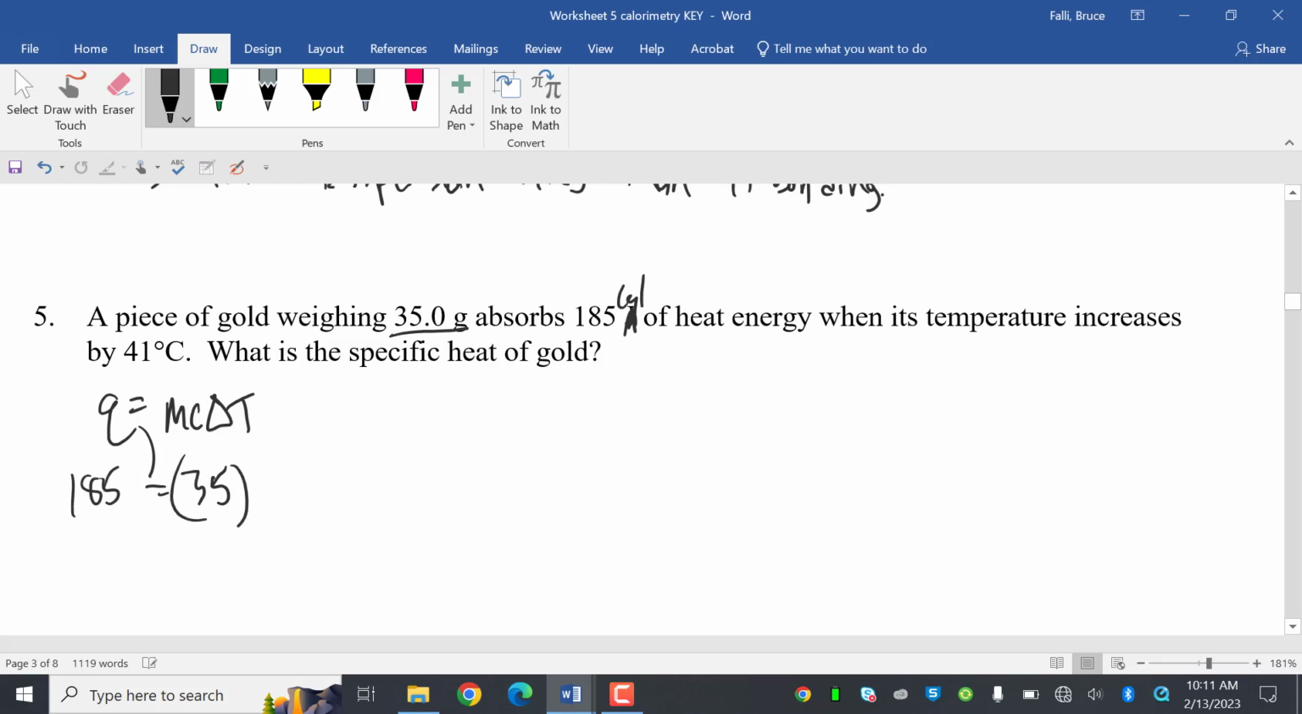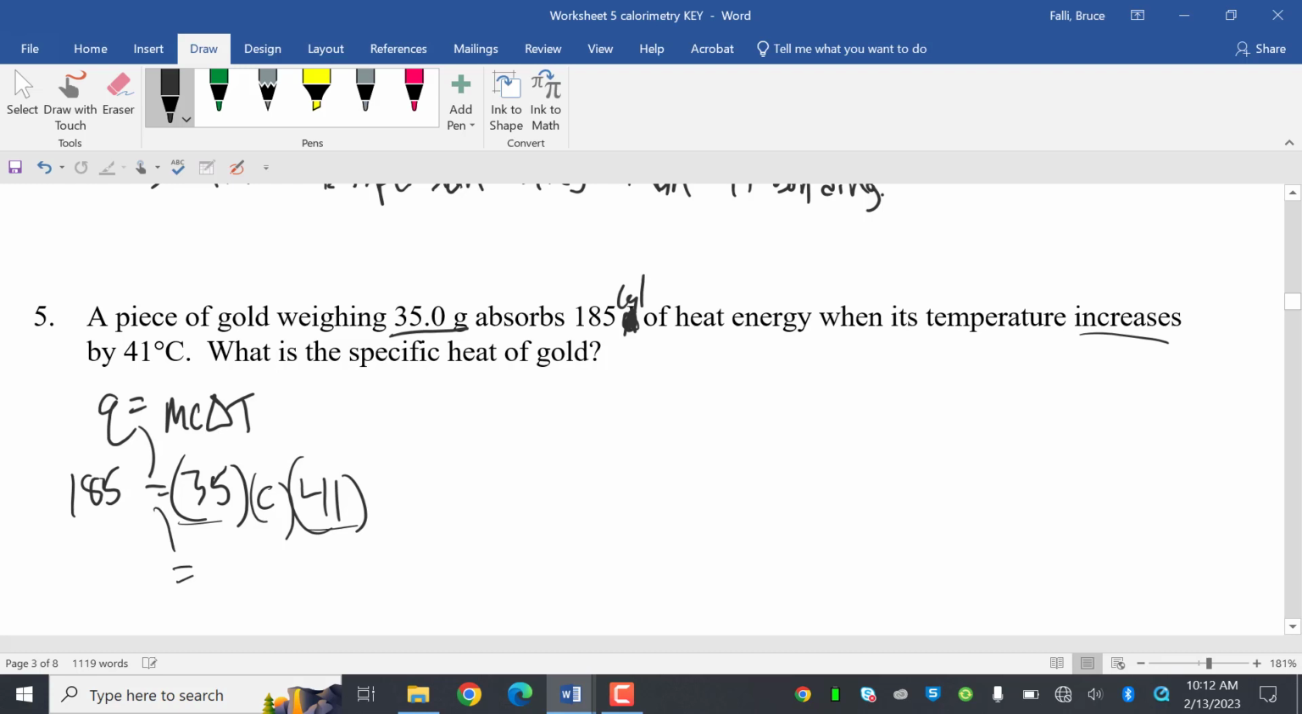And you can't just change that, but we don't use joules at all in this class anymore. I'm going to solve for C. And the temperature increases by 41, so that means the change is 41. It doesn't increase to 41 from something. So what I'm going to do is I will solve for C. To get rid of these things, I'm going to divide that 185 by that. 185 divided by 35, divided by 41.